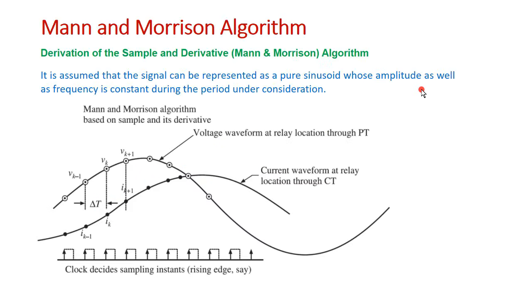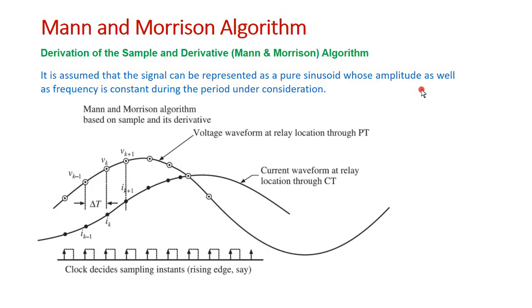The first algorithm we are going to discuss is the Mann and Morrison algorithm. In fact this is not the first algorithm for the numerical relay. Before this there were many other algorithms developed. The first algorithm was developed by Professor M. Murthy and published in the CIGRE journal. It was the first algorithm for numerical relay. The Mann and Morrison algorithm came in the 80s.